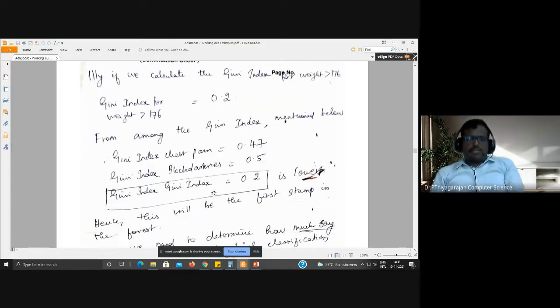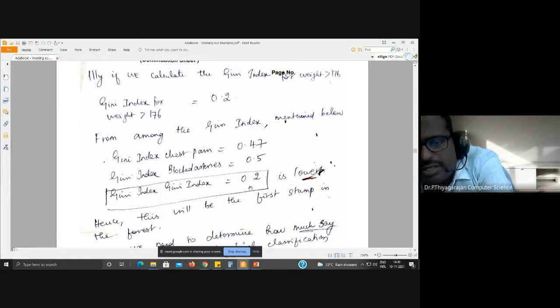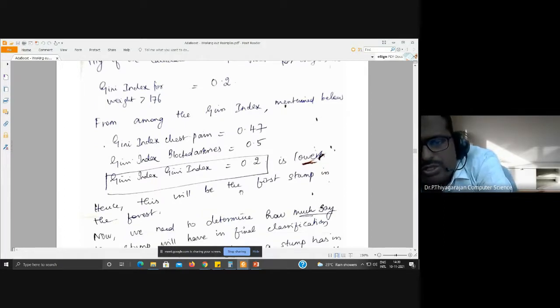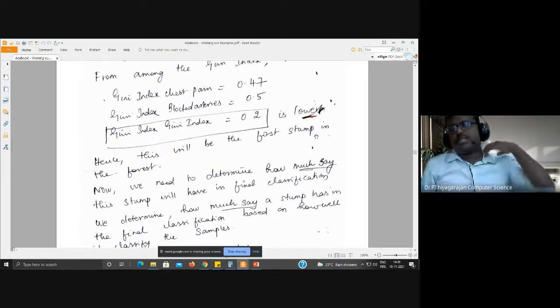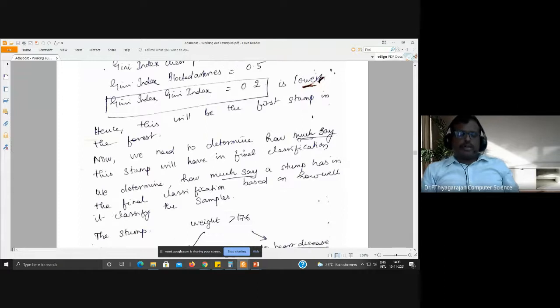The Gini index for the chest pain is 0.47. The Gini index for the blocked arteries is 0.5, and the Gini index for the patient weight is 0.2. So from this, we can find which is having the lowest value. The lowest value is the Gini index for the patient weight. So this will be treated as the first stump in the forest. To determine the stump, we have used the Gini index formula. Whichever has the lowest Gini index of all the features will be chosen as the first stump.